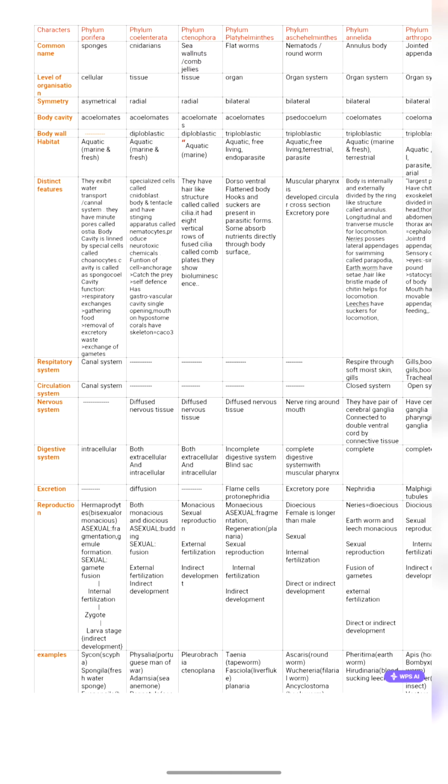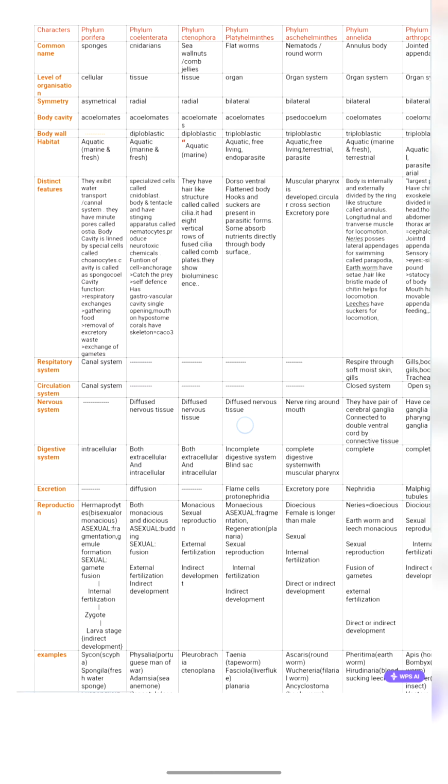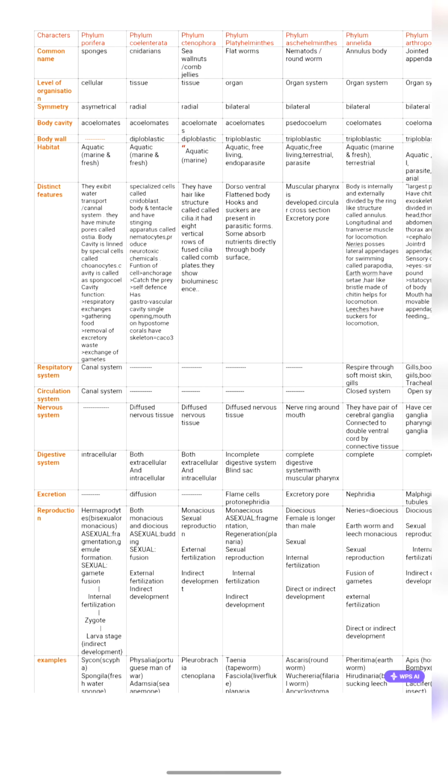Examples they will not ask directly, but obviously through match the following or pick out the odd one; in that format they will ask. So let us go one by one. Up to the distinct features I will go phylum by phylum, then onwards I will compare all these things, so it will be very easy for you to understand.